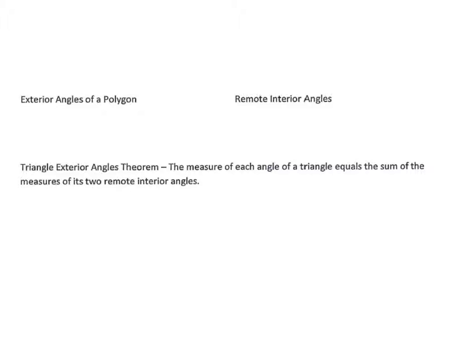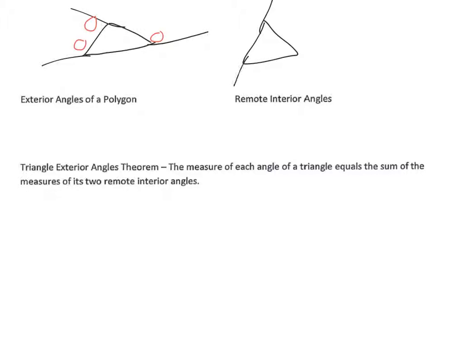Exterior angles of a polygon would be if you have a triangle and you extend each of these lines. These would all be exterior angles right here. Exterior angle, exterior angle, exterior angle. You could also draw the same shape and extend the lines out differently. See how I kind of made the lines go different? It's the same triangle, but I made the lines go different. And these would be the exterior angles.